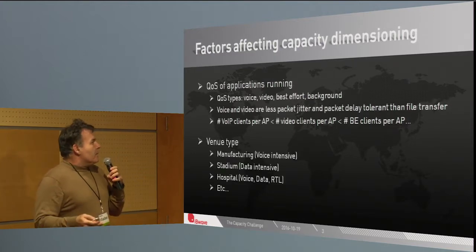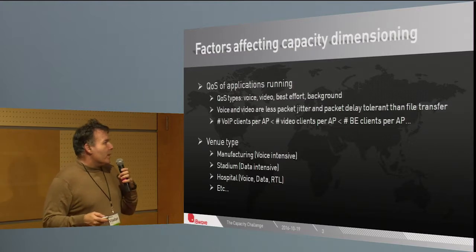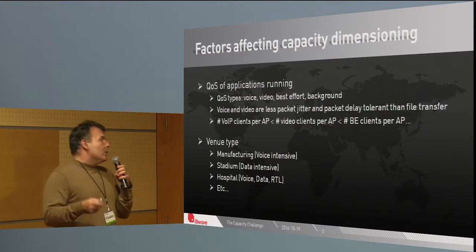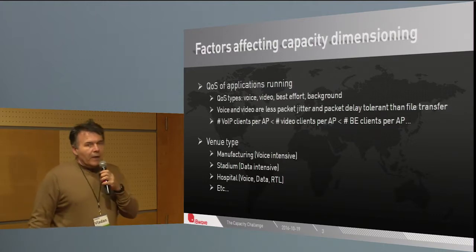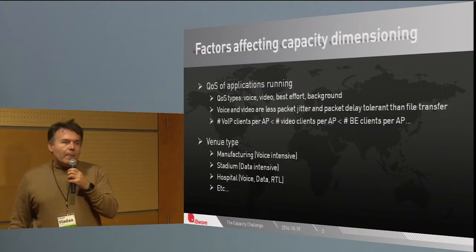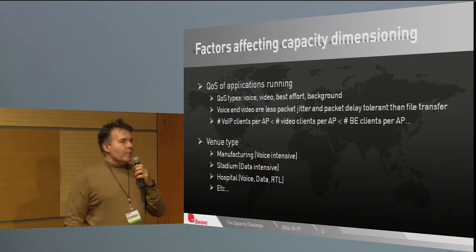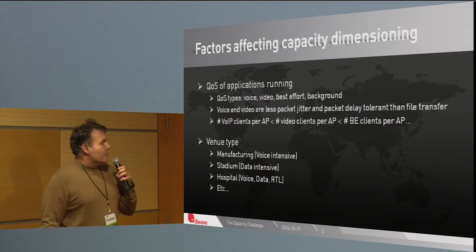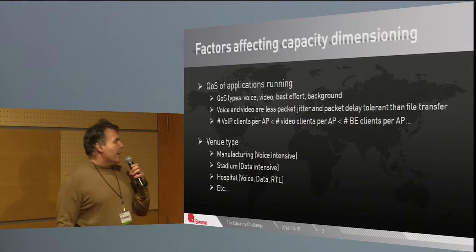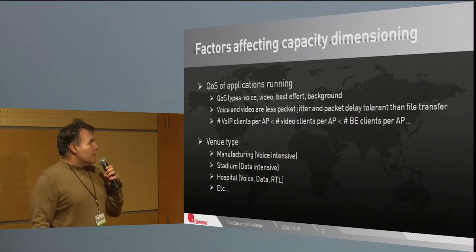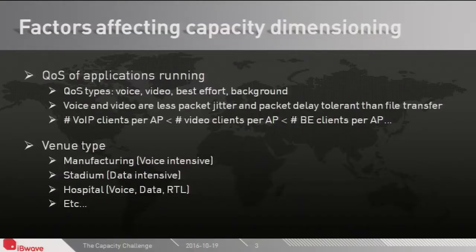The venue type: I just mentioned that based on the venue type, you may have one of those QoS types being predominant, or you can have several. For example, manufacturing is mostly voice intensive, so you really have to pay attention to how many concurrent clients you're going to have per AP. In a stadium, it is mostly data intensive, so low packet delay is not really a great concern. But a hospital is very challenging because there you're going to have voice, data, and real-time location, so there are 3 that you have to pay attention to.